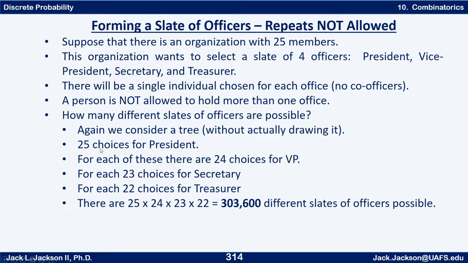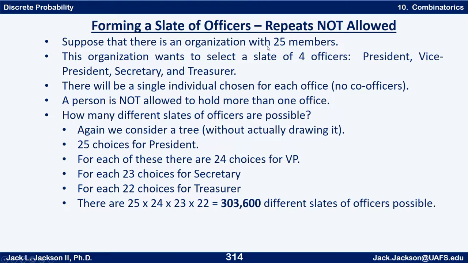Okay, well, if you think about your tree, we have not just 5 this time, but 25 choices for president. But once the president is picked, we're down to only 24 choices for vice president. And once those 2 are picked, 23 for secretary, and for each of those, only 22 then for treasurer. So when you think about the way your tree is going to be set up, the number of total paths through the tree will be 25 times 24 times 23 times 22, which works out to be 303,600 different slates of officers possible.